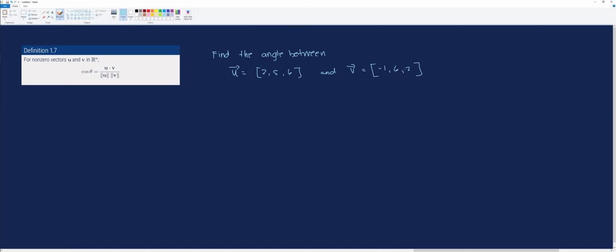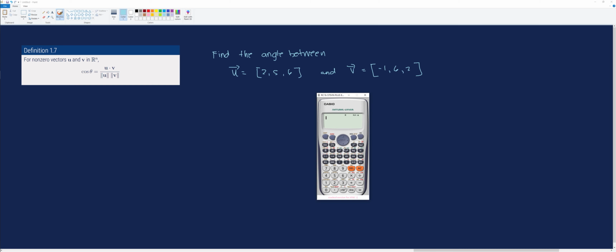So let's try if you were able to understand the concept or the process in getting the angle between two vectors. You may pause the video if you need more time. Here we are asked to find the angle between the vectors u and v. So in this example, I will try to solve this one right away using the calculator.